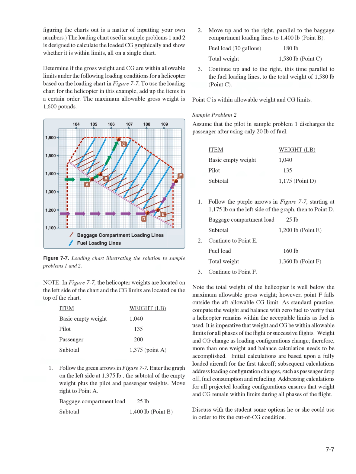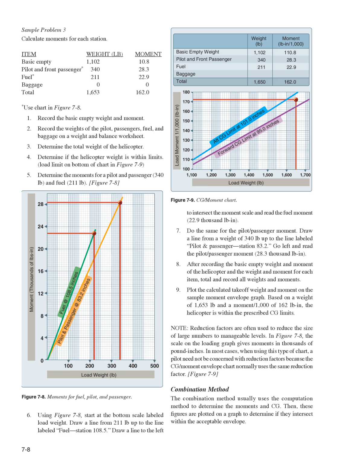Sample problem 3. Calculate moments for each station. Weight, pound, moment: item basic empty 1,102, pilot and front passenger 340, fuel 211, baggage 0, total 1,653, 10.8, 28.3, 22.90, 162.0. Use chart in Figure 7.8. 1. Record the basic empty weight and moment. 2.